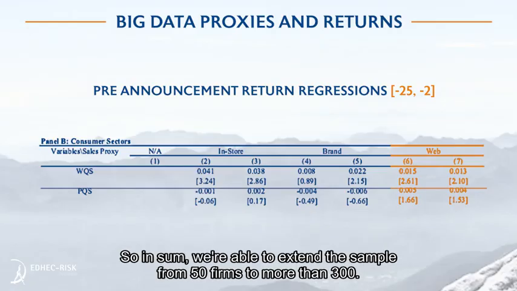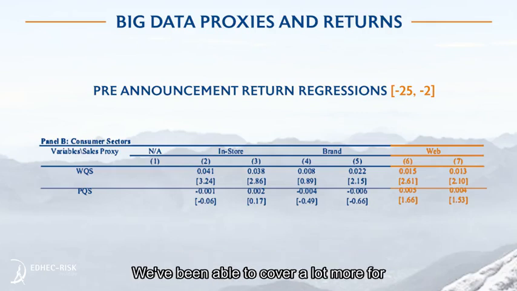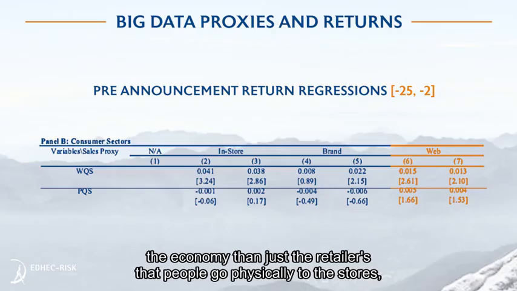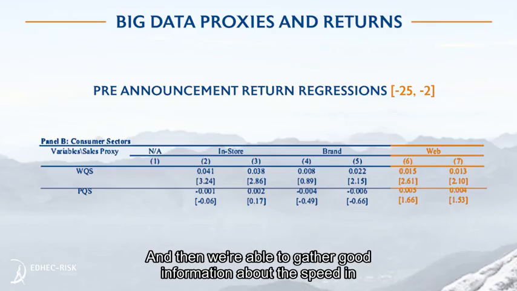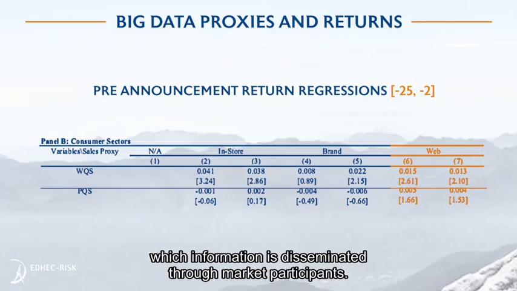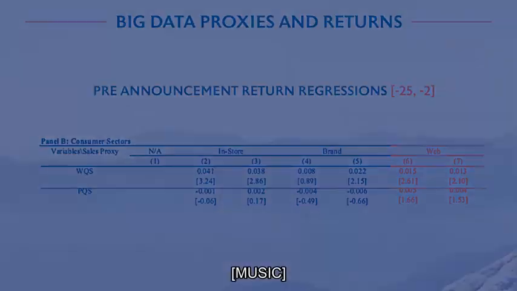So in sum, we were able to extend the sample from 50 firms to more than 300. We've been able to cover a lot more of the economy than just the retailers that people go physically to the stores, by extending it to brands and web transactions. And then we're able to gather good information about the speed in which information is disseminated to market participants.